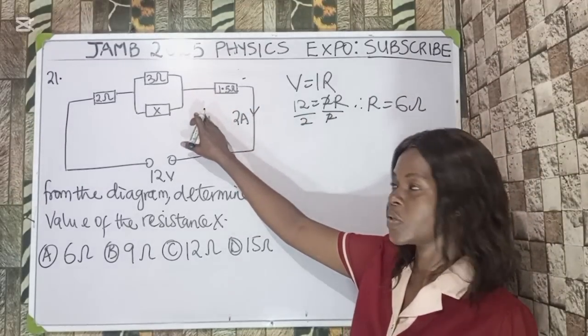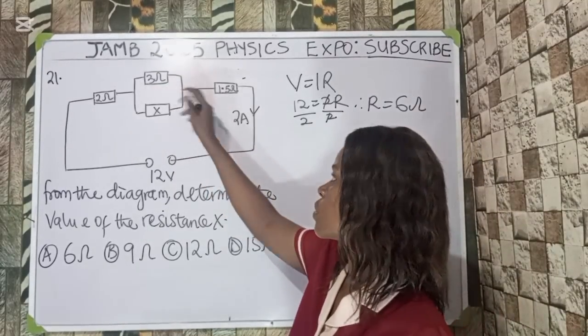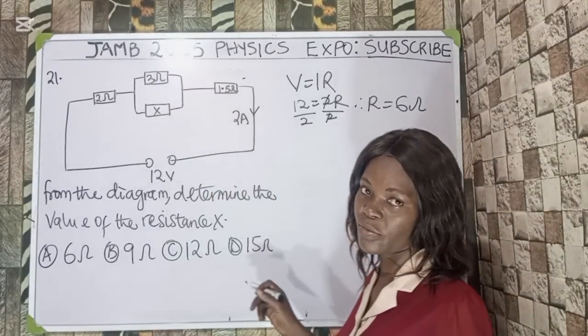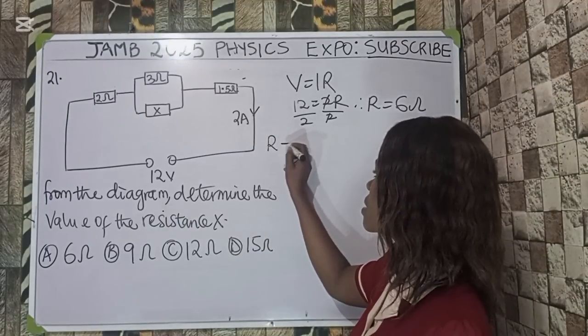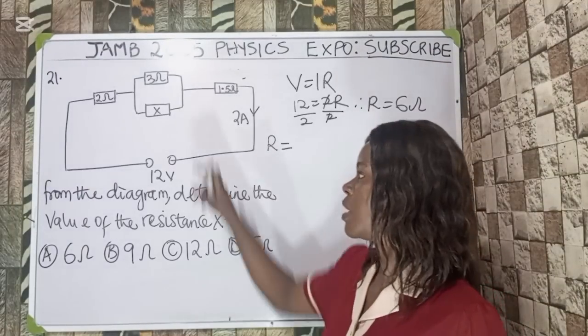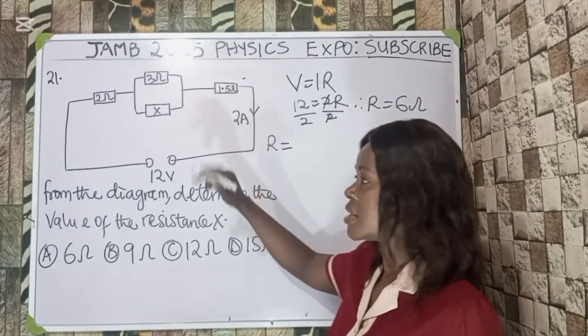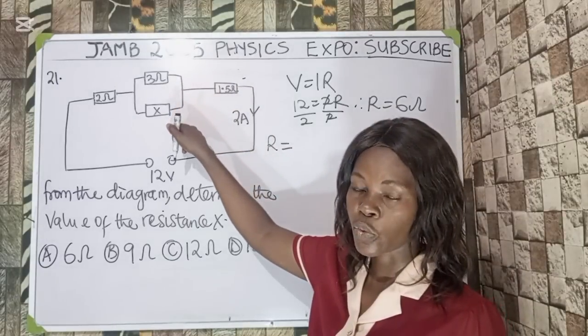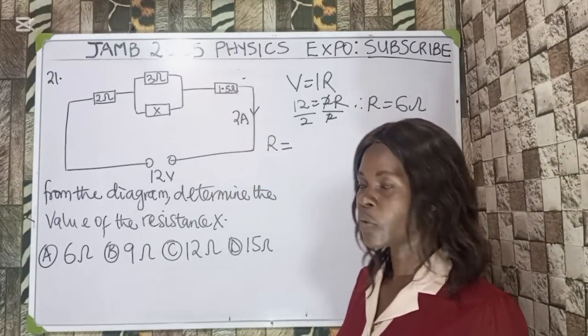Now coming to these resistors, the 3 and X are in parallel, while 2 and 1.5 are in series. So let's go. I'm going to say that R is equal to, now if I want to solve it in a nutshell, the formula for solving for these two that are in parallel is simply R1 times R2 all over R1 plus R2. That is quite simple. So that is what we are going to use.